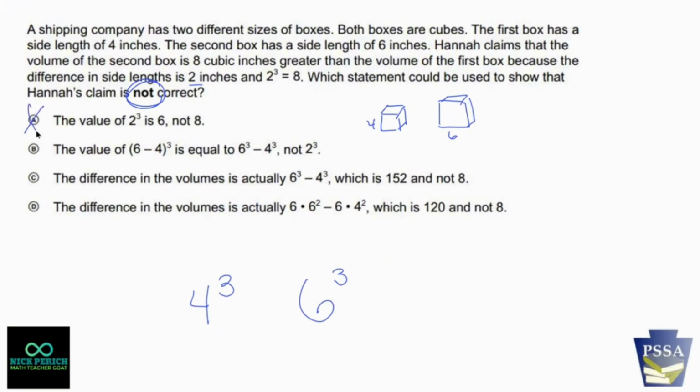Well, that's actually not true because it is 8. The value of 6 minus 4 to the third is equal to 6 to the third minus 4 to the third. That's not true. This is a lie. You can't do that because PEMDAS says you do everything inside the parentheses first, so B is a lie.